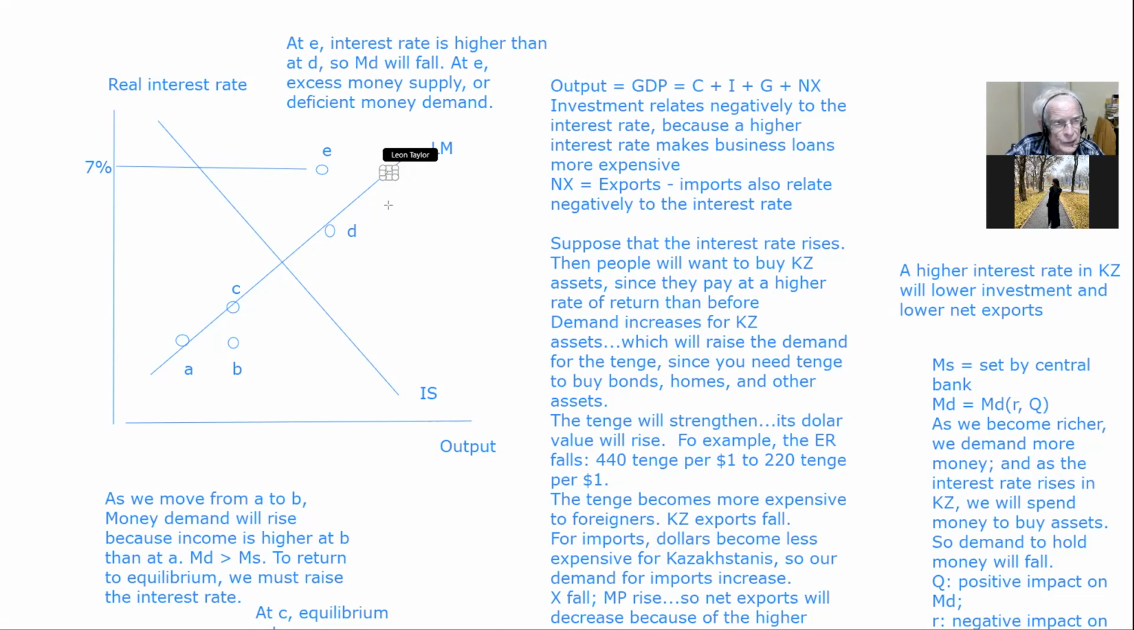As we move from E to F, money demand will rise. Good, exactly. And money demand is greater than money supply. Exactly. Money supply is a given. So money demand has to rise to bring us back to equilibrium. Good.